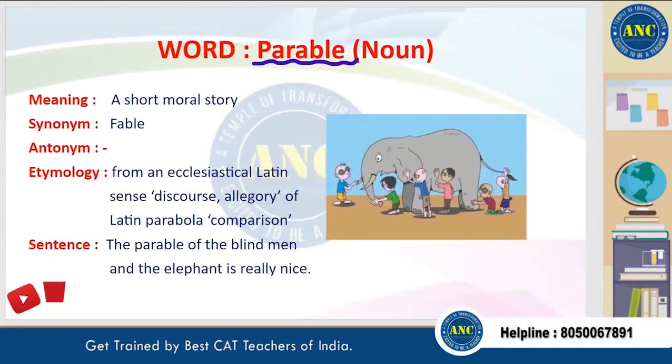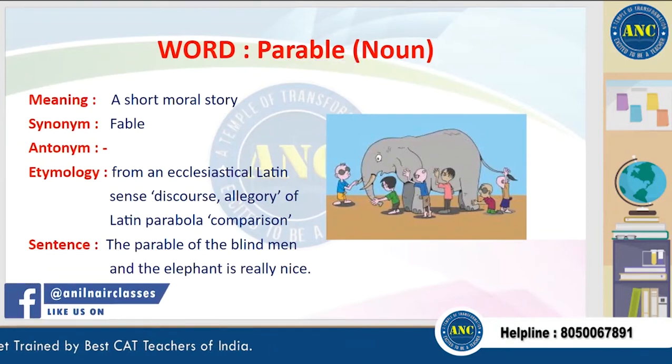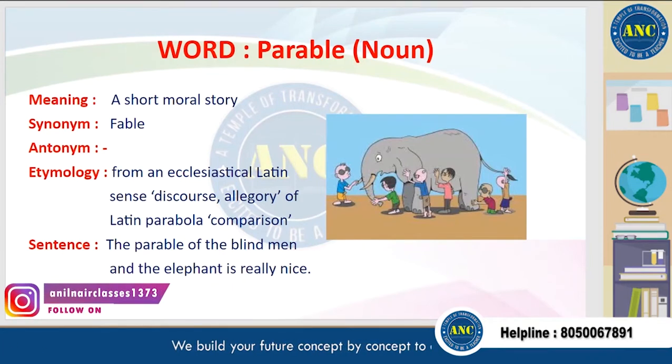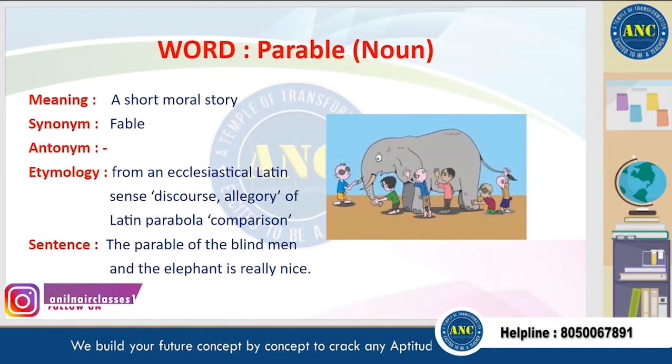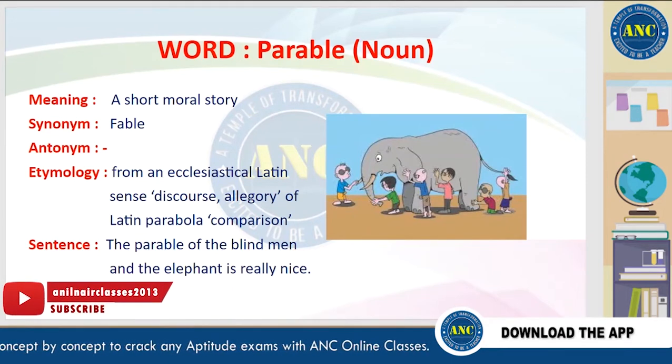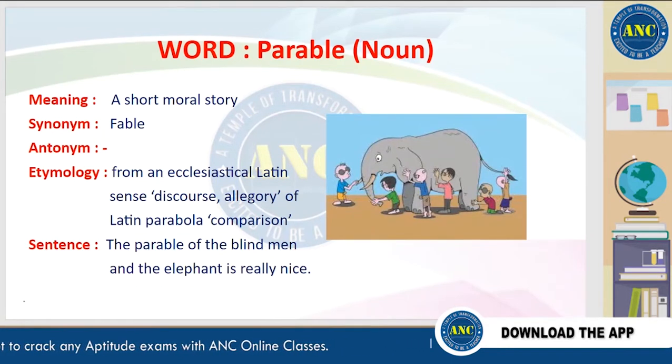The next word is parable. Parable means a short moral story. A synonym for this is fable. A sentence for this word is, the parable of the blind man and the elephant is really nice.